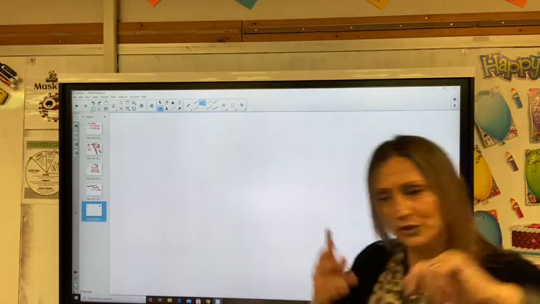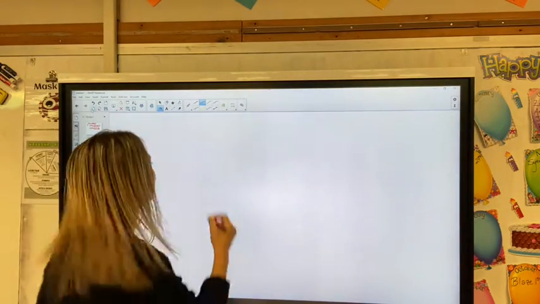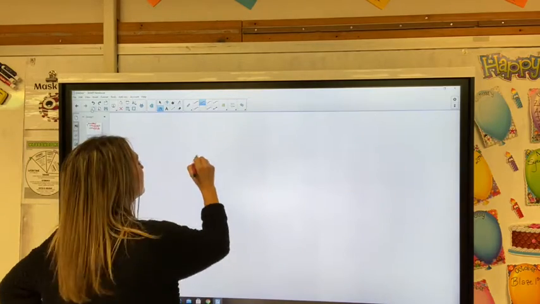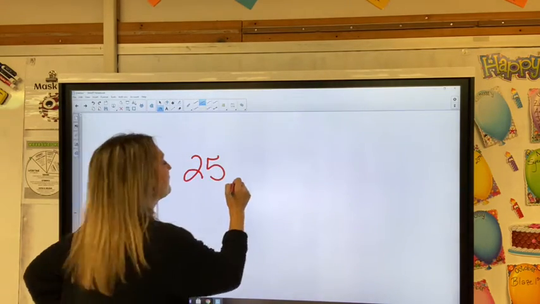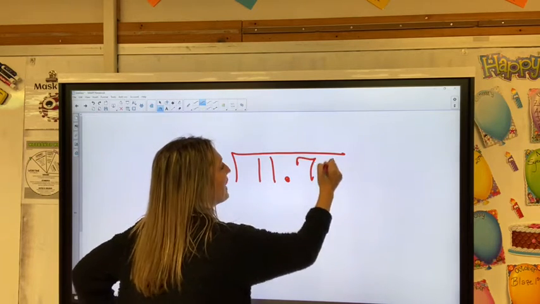I'm going to do a different one. I want to do this problem that already has a decimal in it, so it's a really quick and easy one. I'm going to take the number 25, and I want to see if it'll go into 11 and 75 hundredths.